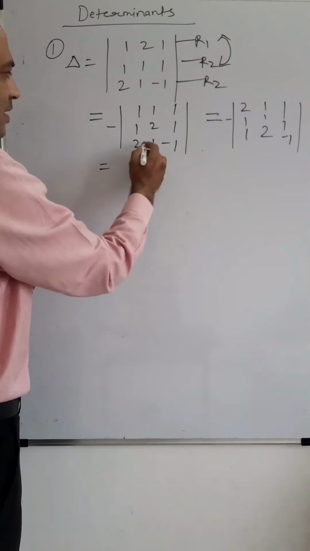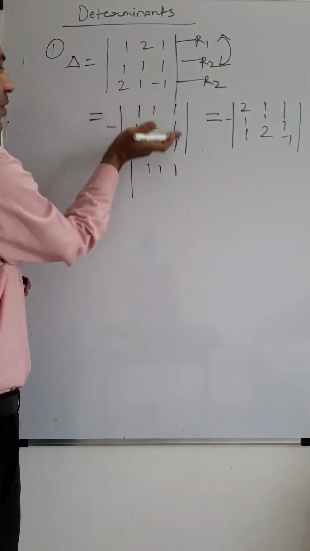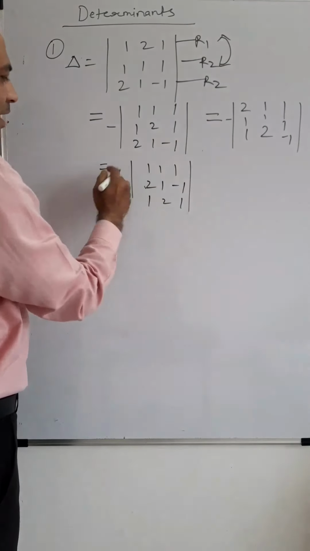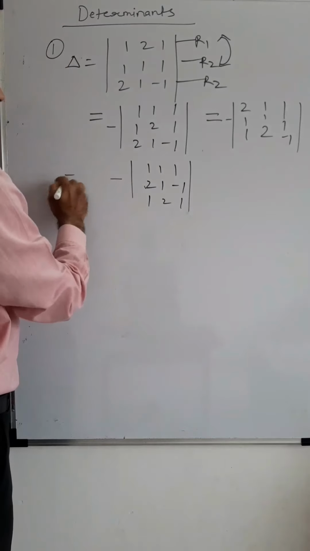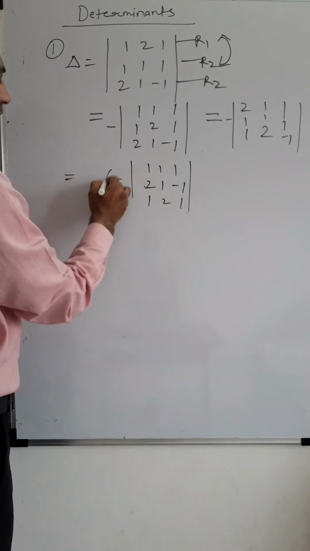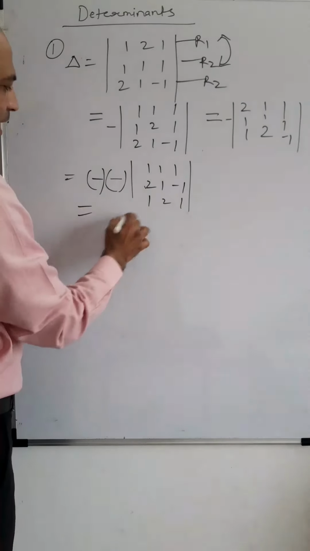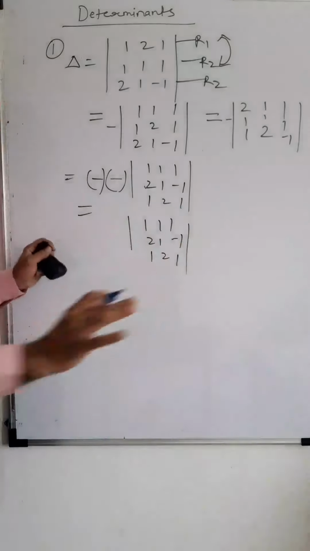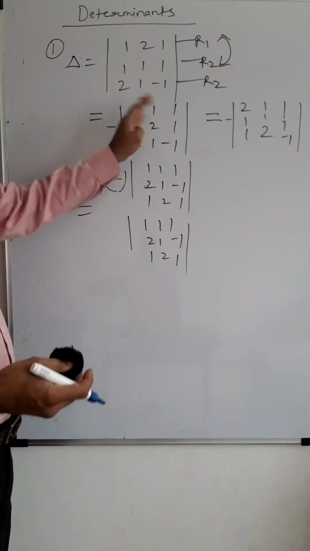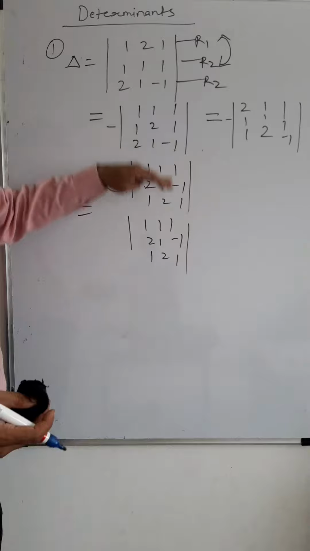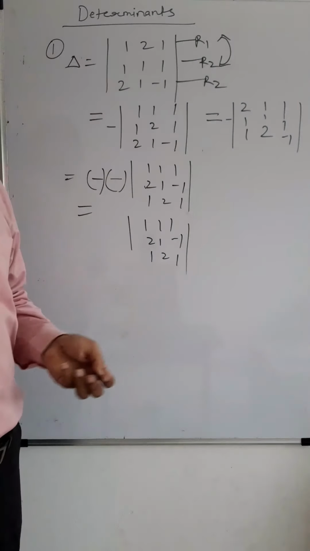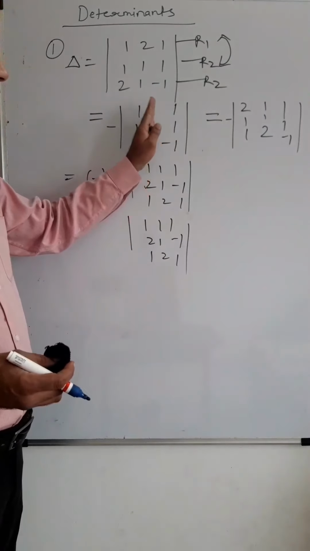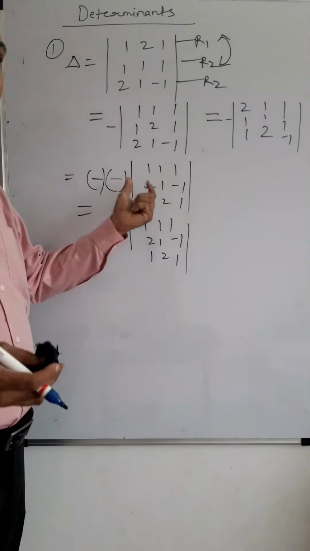So again it becomes 1 1 1 as it is. If you are changing R3 to R2, 2 1 minus 1 1 2 1, so again minus it will come. Initially it is minus, again this minus, so this becomes plus: 2 1 minus 1 1 2 1 plus. Fine. So on changing adjacent rows or adjacent columns, the value of the determinant will be the same, but the sign comes negative. So if you change twice adjacently, the value will remain same.